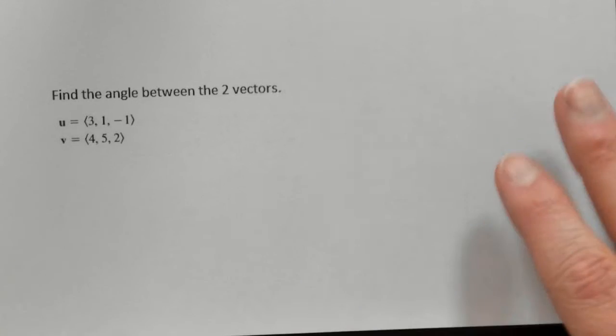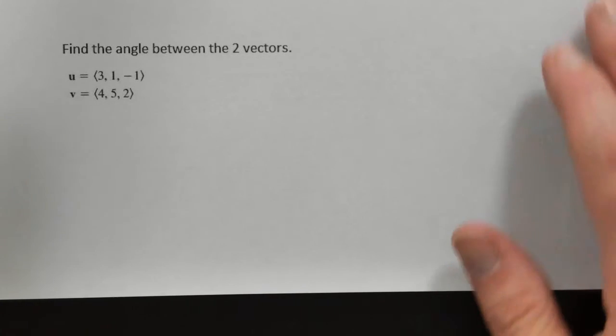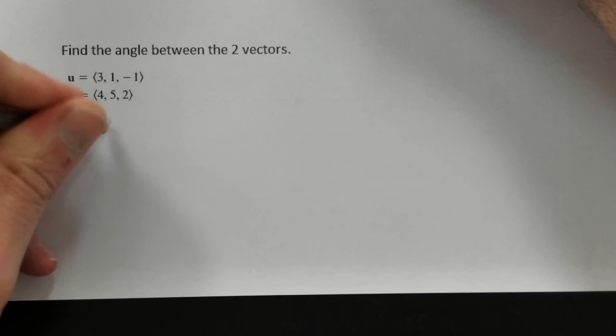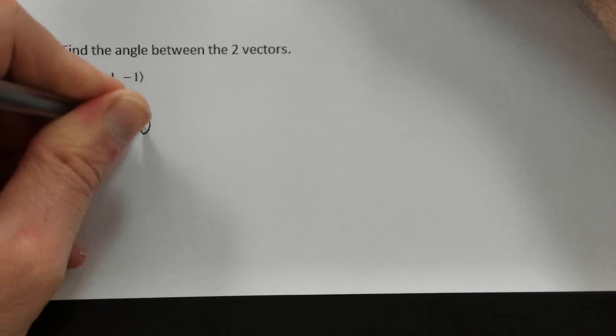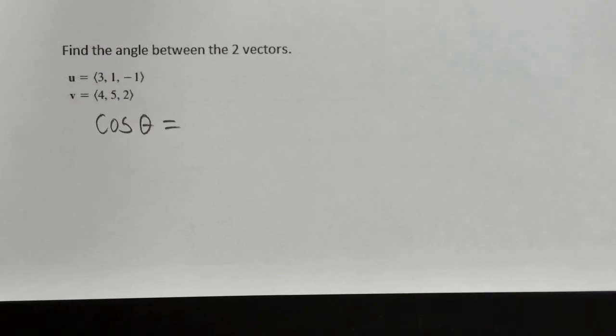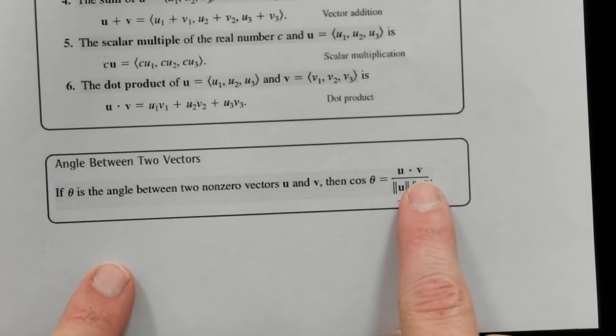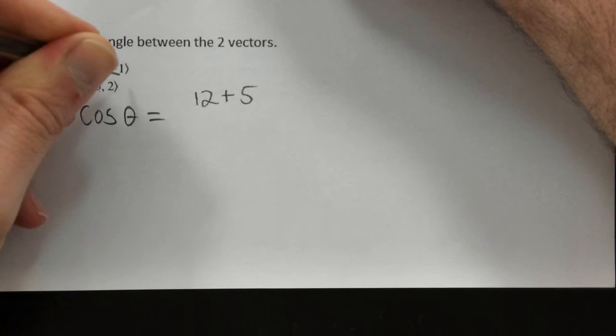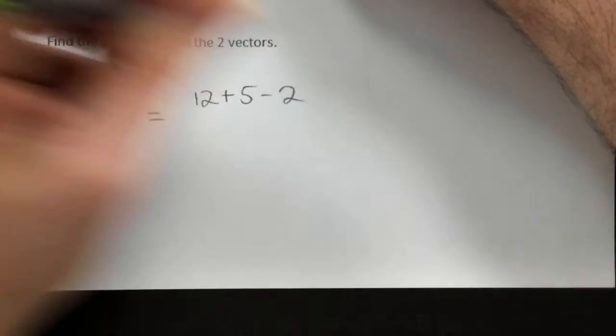Then likewise, we can go through and find the angle between two vectors in space by using that formula. It's going to be the cosine of the angle, okay, is equal to the dot product on top. So let's get that first. So the dot product, 4 times 3 is 12. 5 times 1 is 5. Negative 1 times 2 is negative 2. That's the numerator.